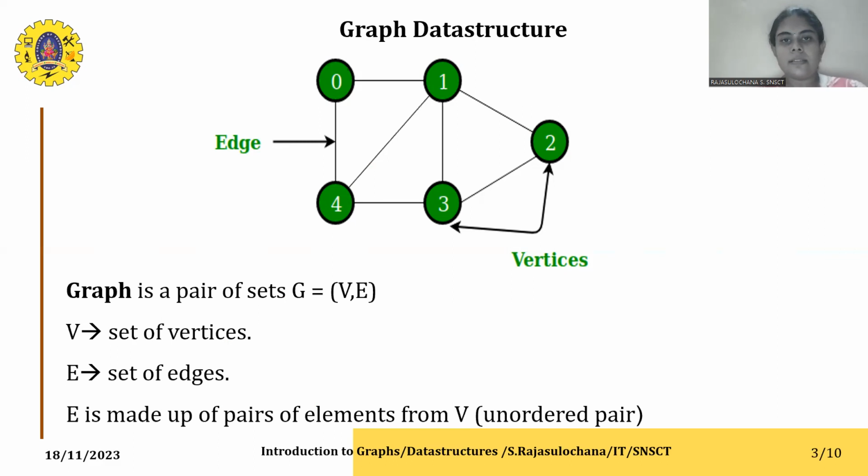So here 0, 1, 4, 3 and 2 are the various entities. So these entities are termed as vertices in graphs, and the relationship or the connection between these vertices are represented using edges. So graph is a collection of vertices and edges. So V represents the set of vertices, whereas E represents the set of edges. So hope you are clear about what a graph is about.